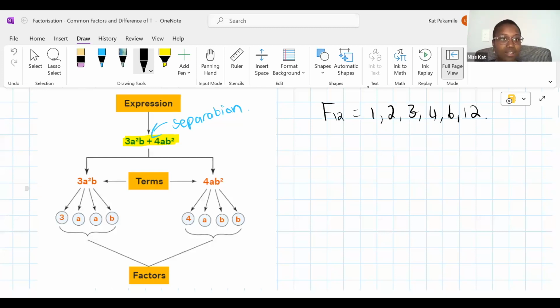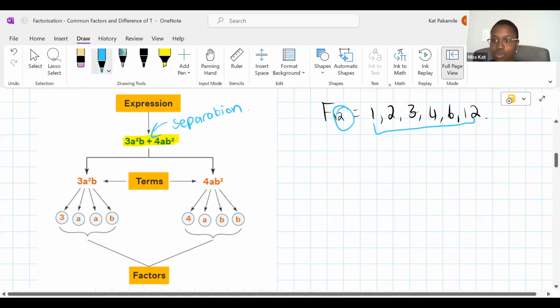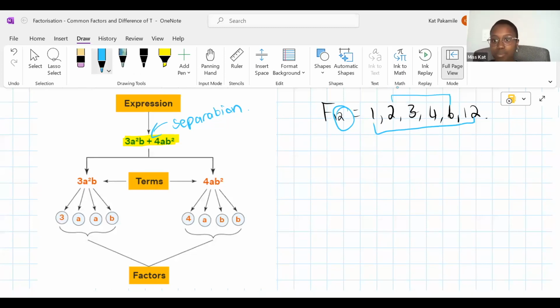So guys, factors are the numbers you multiply by each other to get the number you want. What I mean is, to get 12, we have to say 1 times 12, right? 2 times 6, 3 times 4. That's easy enough. That works the same way with expressions and algebra, okay? 3a squared b actually means 3 times a times a times b, right? And then 4ab squared means 4 times a times b times b. In this case, we just cannot simplify it, okay?